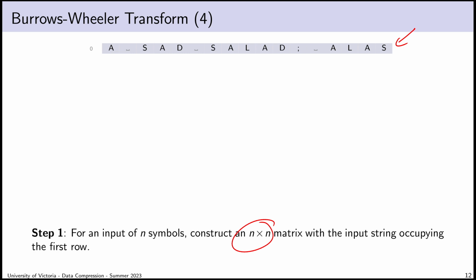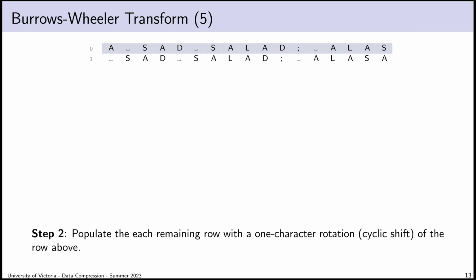Okay, so step one, we fill in the first row of our matrix with our regular unmodified input sequence. And then we construct the remaining rows of our matrix by performing cyclic shifts. I'm going to use the word rotation for this.